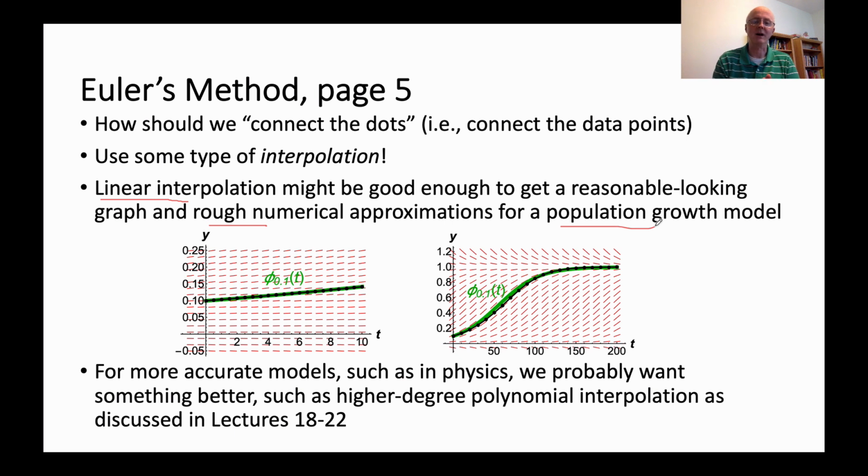And as a final point here, I'm just re-emphasizing what I just said. For more accurate models, such as you would encounter in physics using Newton's laws, for example, we probably would want something better than just linear interpolation. We'd want to talk about higher degree polynomial interpolation, as we discussed in lectures 18 through 22. Lagrange interpolation, Hermite interpolation would be better, maybe cubic splines, that kind of thing. Okay, so we'll ultimately be trying to connect these kinds of things in future lectures.